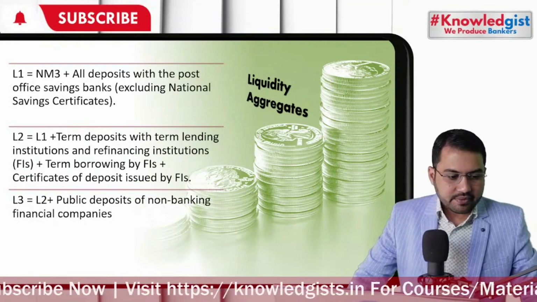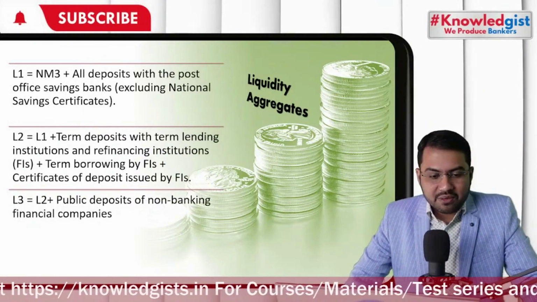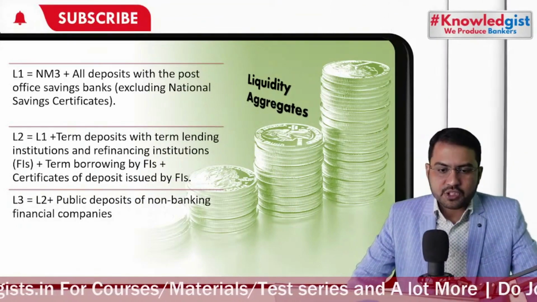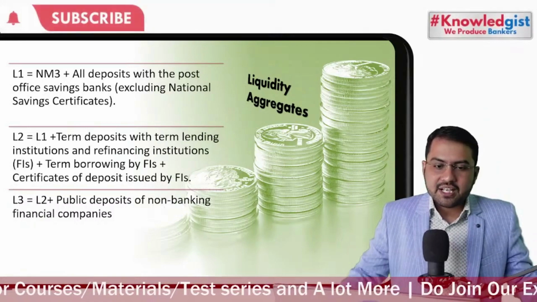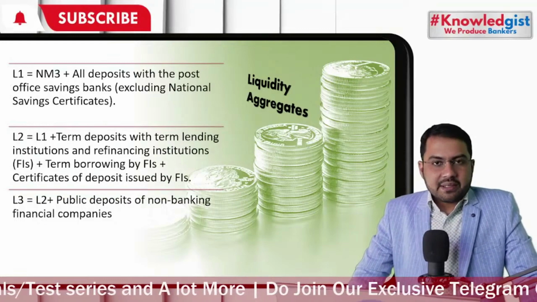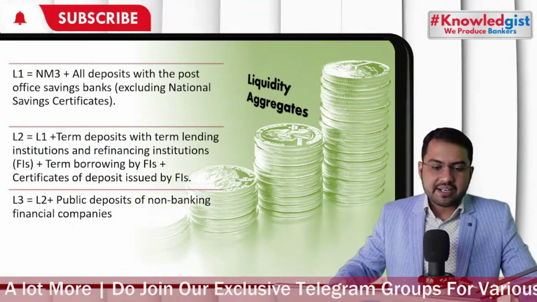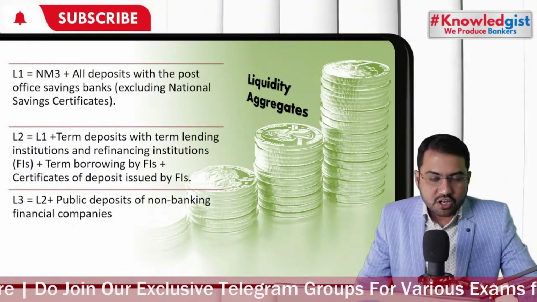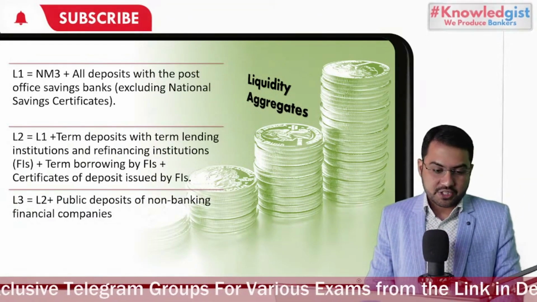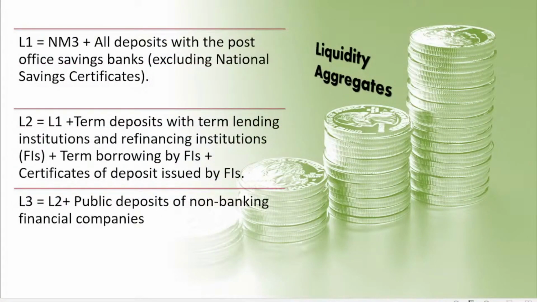Yes. So like M1, NM1, NM2, NM3, they discussed something called L1, L2, L3. L1 is nothing but NM3 plus all deposits with post office savings bank. That is liquid in nature, so that's why it is L1, excluding the national savings certificate. L2 is L1 plus term deposits with term lending institutions and refinancing institutions, plus term borrowing by financial institutions, plus certificates of deposit issued by the FIs. FIs means the financial institutions of the country. You can find it on the big screen now.